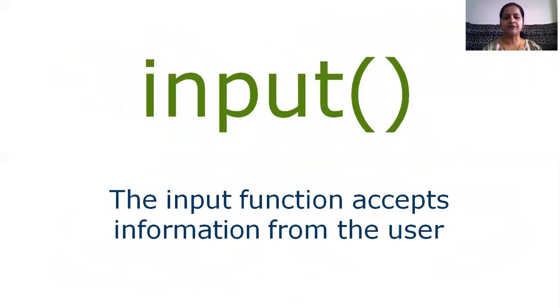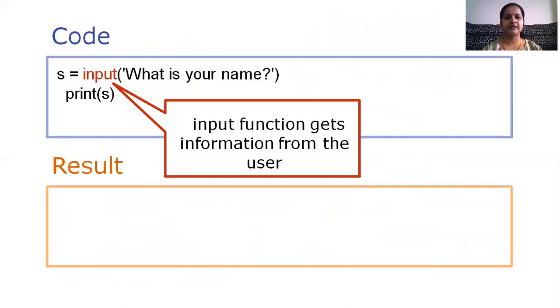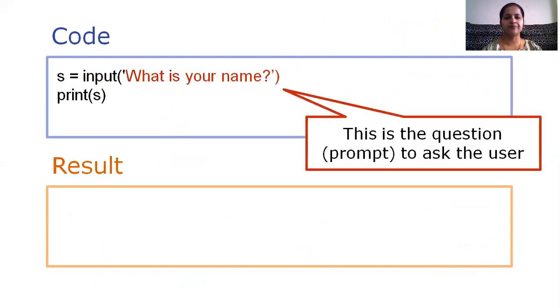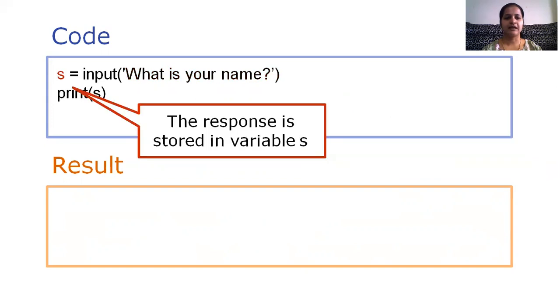So the input function accepts information from the user. So s equals to input. Input is a function that gets information from the user. So whatever is written in the quotes, that will be the question that will be asked to the user. And whatever the user enters, that will be stored as a response in the s.